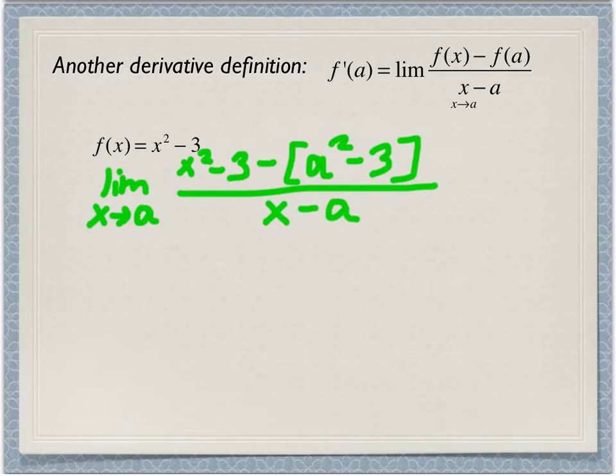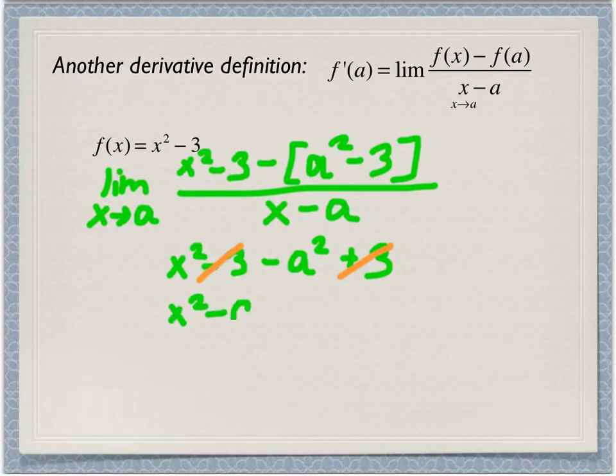Well, again, we see that in my numerator I'll have x squared minus 3 minus a squared plus 3. Again, the minus in front of the parentheses does that. And once again, you can probably notice that I'm going to be able to cancel out some stuff here. Here's a minus 3 and a plus 3, so that cancels out. And so what I have left then is x squared minus a squared. And don't forget we have that x minus a under here.